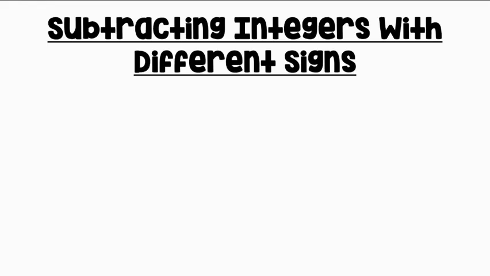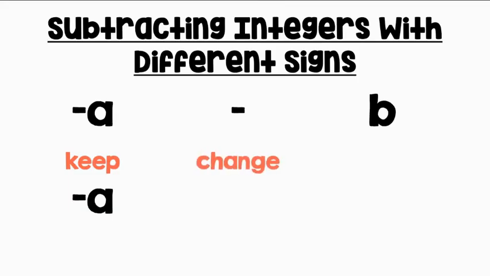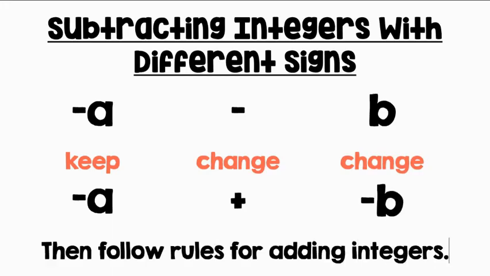Let's review our rules for subtracting integers with different signs. If we have two integers, -a minus b, we will keep -a, change subtraction to addition, and change +b to -b. Then we will follow rules for adding integers.